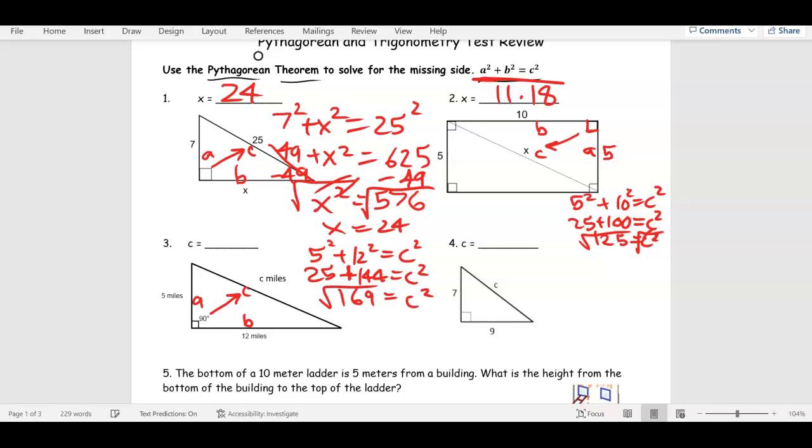And your last step again is always to square root. The square root of 169 is 13. Okay, now you can type it in the calculator and get that, but it is 13.